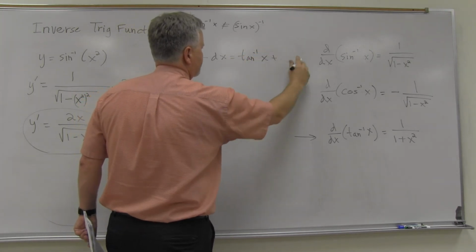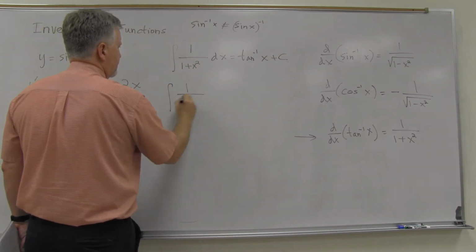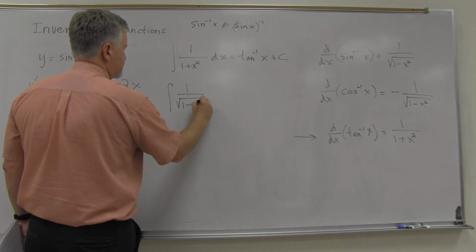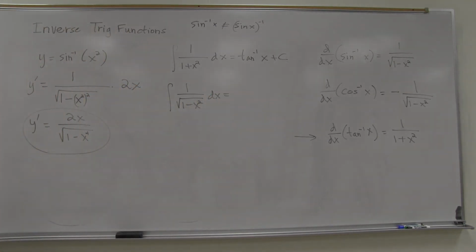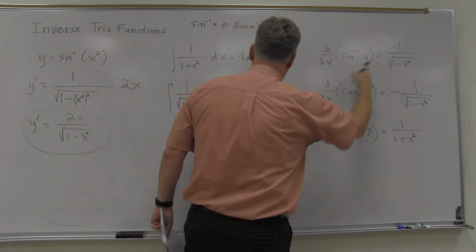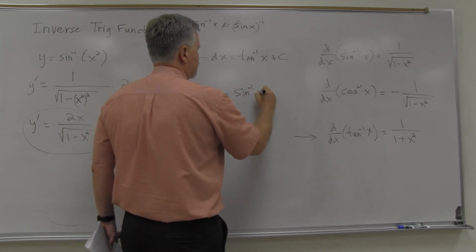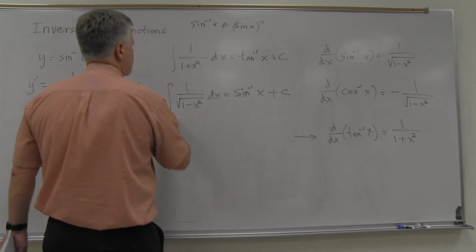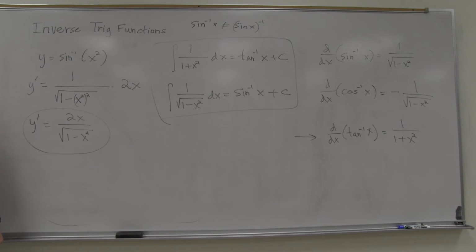And then also the other one is this one. What was that one going to be? Inverse sine. Yeah. Sine inverse, the derivative is that, so the antiderivative of that would be the sine inverse. And those are also a couple other ones I have on that formula sheet.